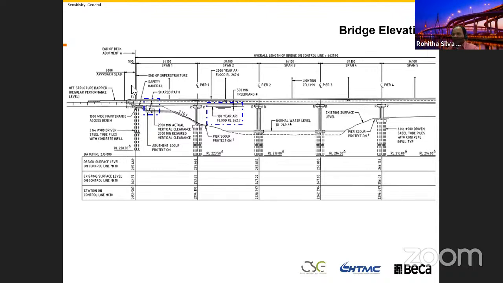34.1. On your back, I don't know whether you can read it, you can see the approach slab, the barriers, and then batters and things. On the bottom it gives all the levels. This is how we're going to present a bridge in elevation.